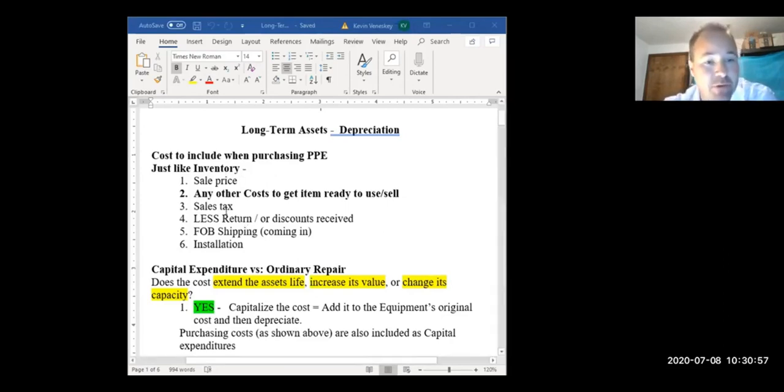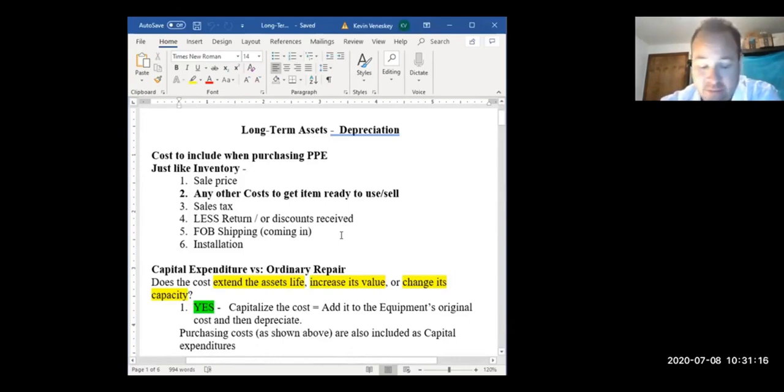So I just put a few items on here. The key thing here is any cost that gets that item ready to use. And then of course, if there are any returns, a piece of it is broken and you have to return it, or they give you a discount, you take that off of the price of the asset that you purchased.